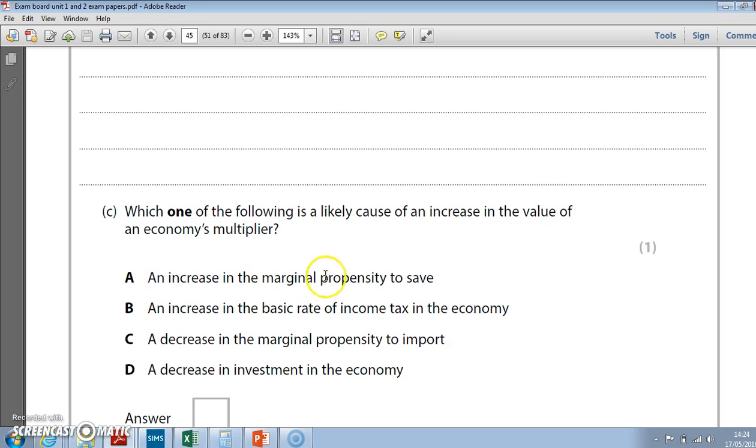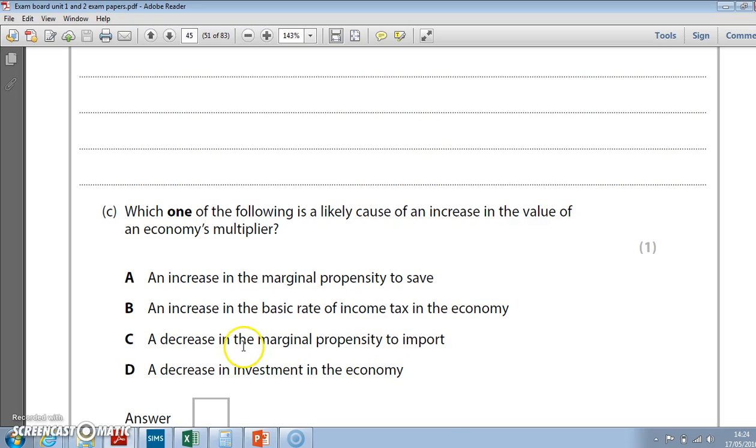Right, an increase in the marginal propensity to save. Marginal propensity basically means the likelihood. So marginal propensity to save means how likely you are to save your money and not spend it. Well, if there's an increase in that, then it means consumers are more likely to save money if we give it to them. That's not going to increase the multiplier, that will reduce it. B, an increase in the basic rate of tax. Well, if I have to pay more tax on the money that I receive, I'm not going to spend as much of it. So again, the multiplier goes down.